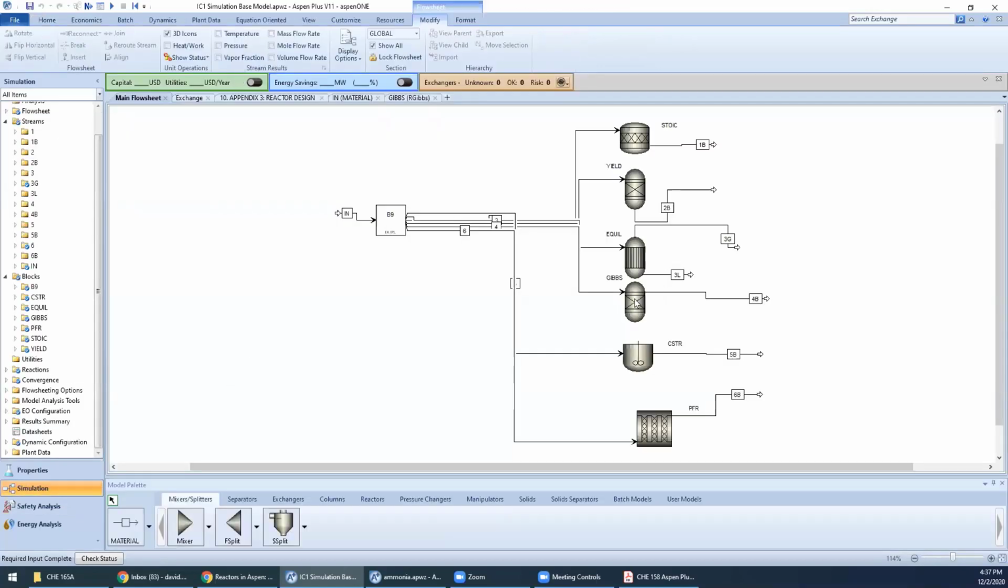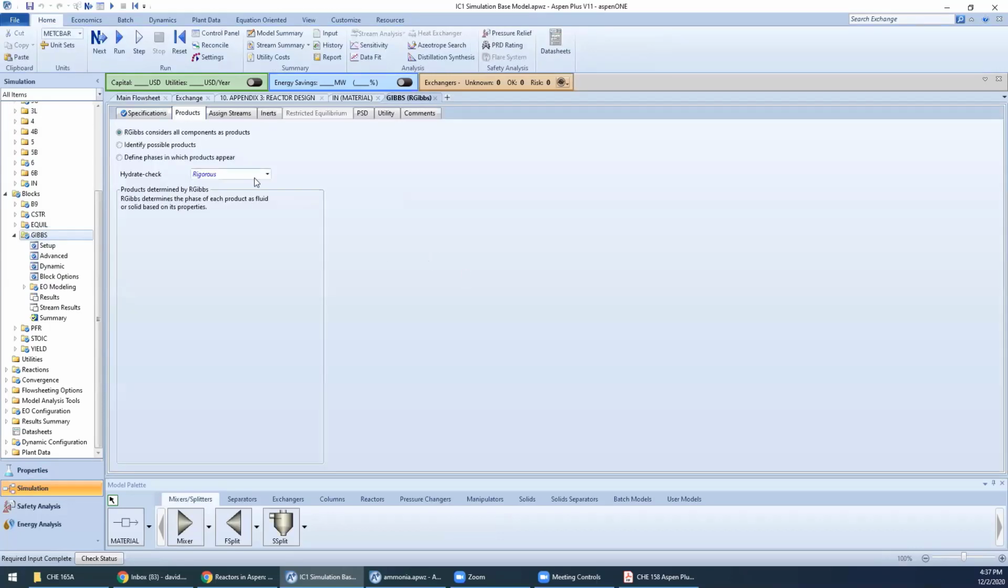You usually don't care too much because you will probably not, this year anyway, do any too rigorous stuff in here. But you can also define the phases and identify possible products. So I could put NH3 as a product, and then it will just leave unconverted nitrogen and hydrogen. But by default, this one is clicked, so we just have that one reaction, so I'm going to keep that simple.